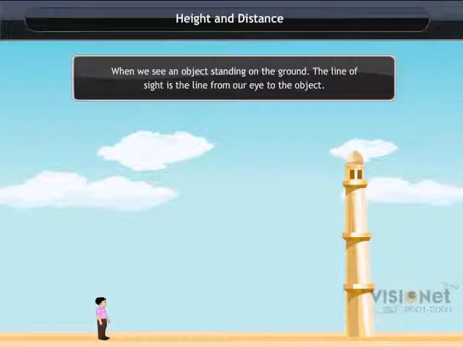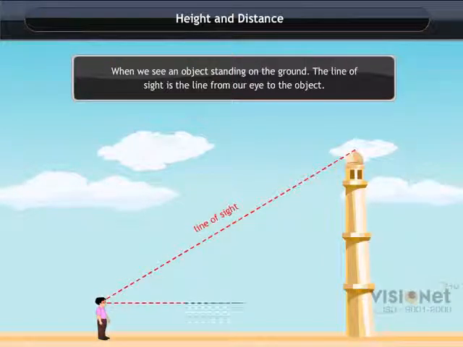Line of sight. When we see an object standing on the ground, the line of sight is a line from our eye to the object that we see.